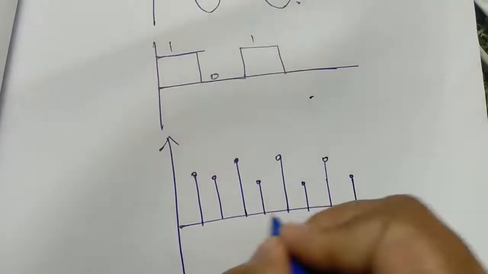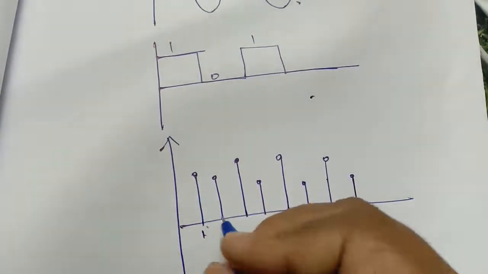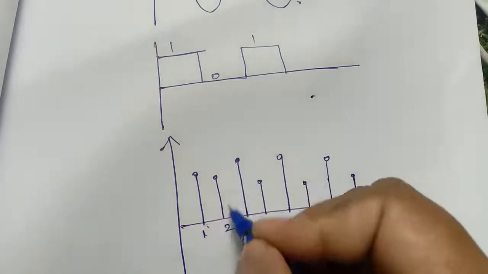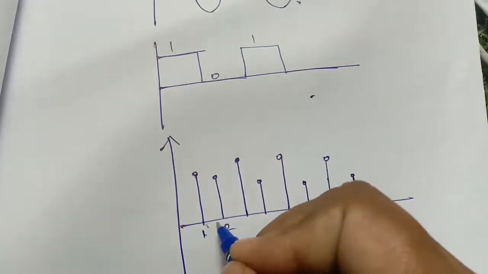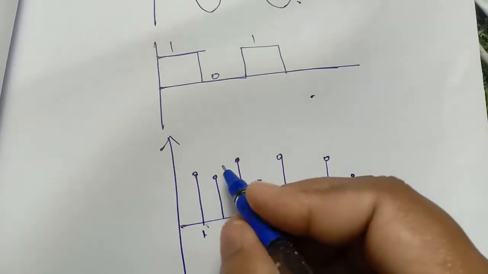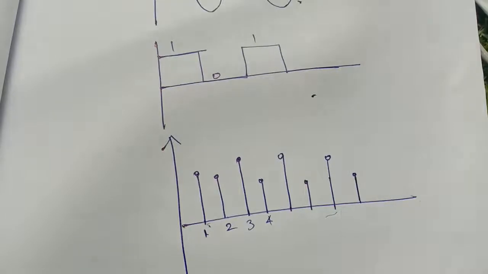Likewise, there will be a sequence of numbers 1, 2. If the first one is processed, there will be some gap, and then when the second process happens, there will be some time interval, and it will do the process, and then the third and fourth, like that it keeps on going. This is called a discrete signal.